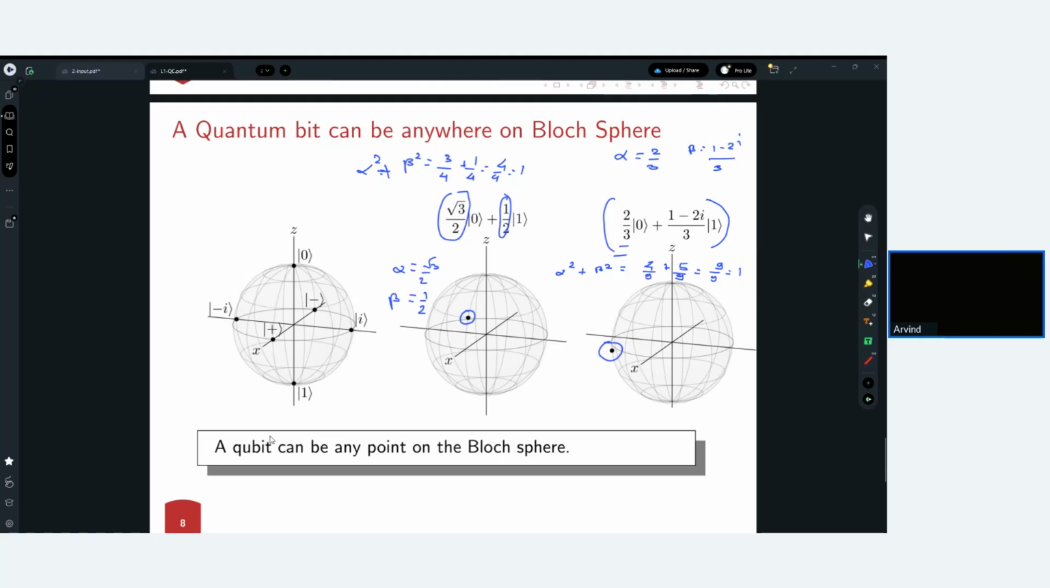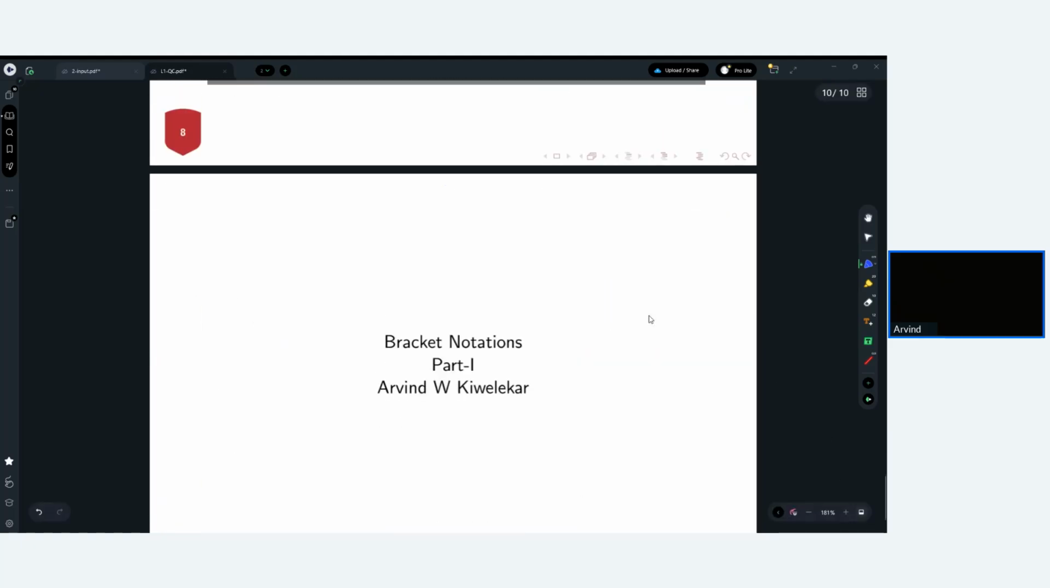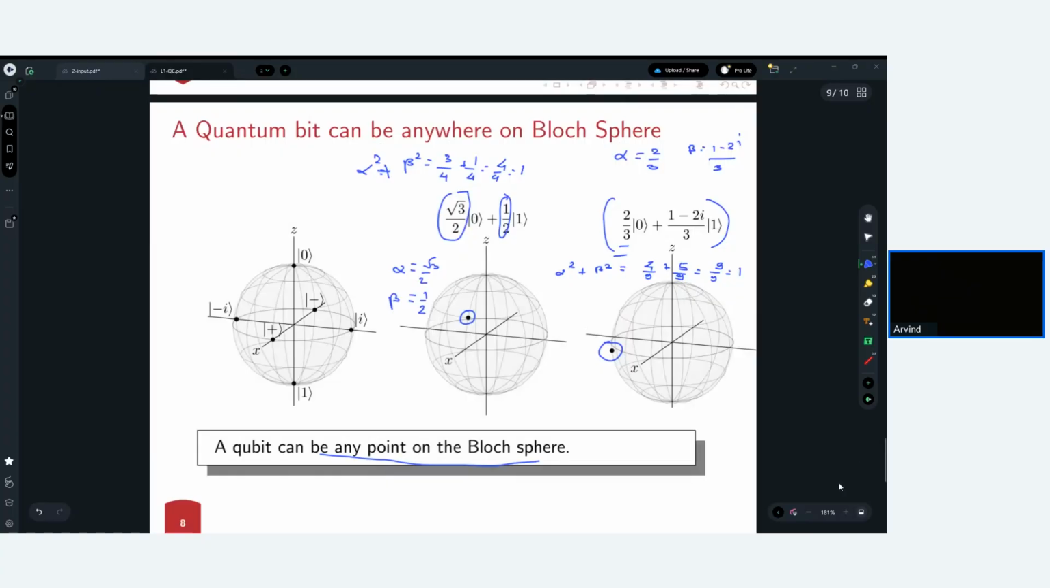So a qubit can be any point on the Bloch sphere. The Bloch sphere is a powerful way of denoting a valid qubit state. So this is all about the quantum bits.